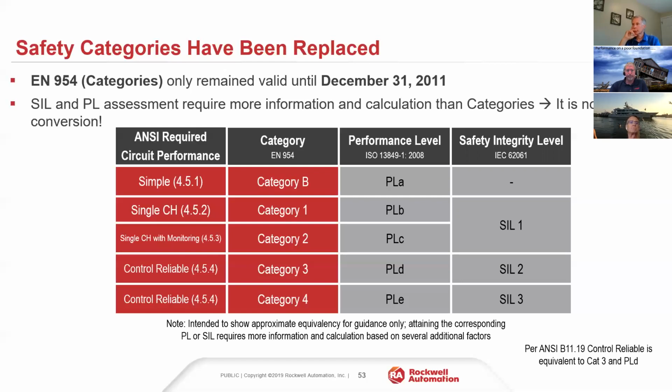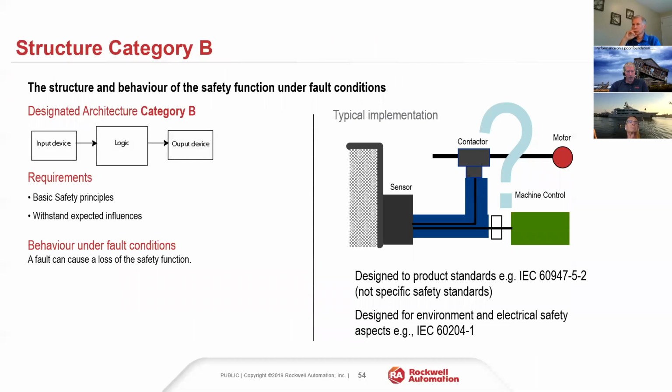So let's talk a little bit just about categories, because the basic principles that we're going to draw upon and add to are really put together in these categories. When we talked about Category B previously, or a simple circuit in ANSI terms, we said that's not really safety, right? We could argue that it's in the safety standards, so it arguably is safety, but in practice, we don't believe that it really is.